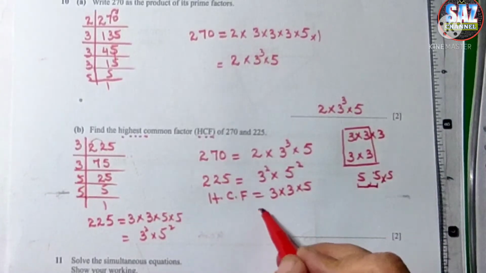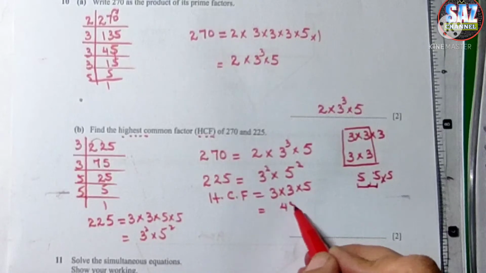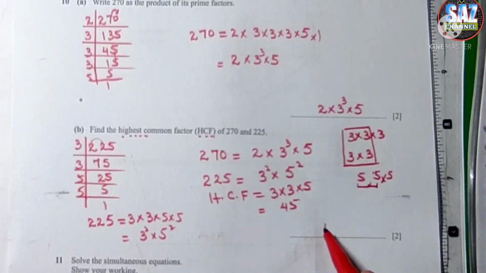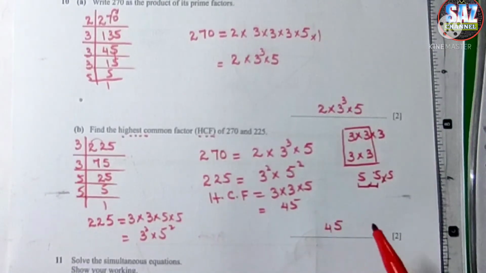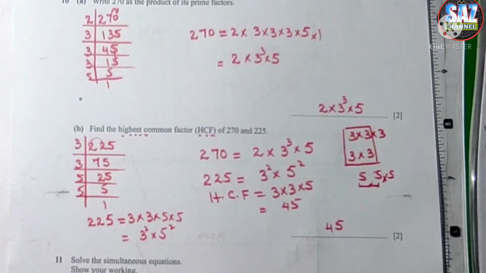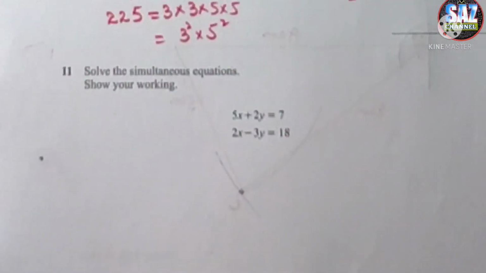So 3 3s are 9 multiplied by 5, 45. So 45 is the HCF of this question. Okay, really easy question, D1 chapter number 1. Moving to the second question. Again, this is the traditional question.